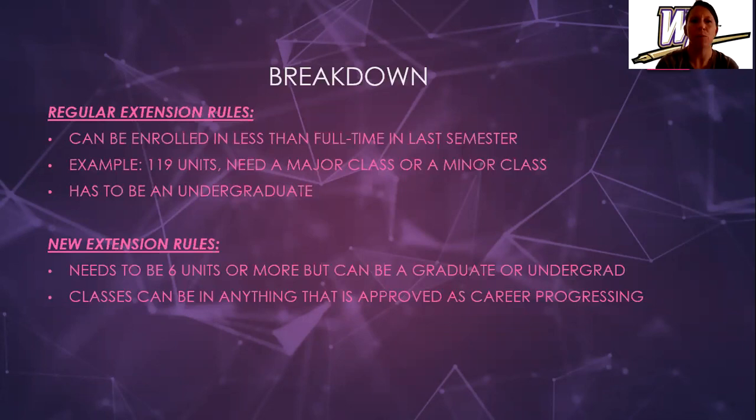Okay, but again, the regular extension rules only apply to undergrad students. If you became a graduate student and you wanted to play at Whittier, then you would again have to be full-time in graduate work while you stayed eligible.